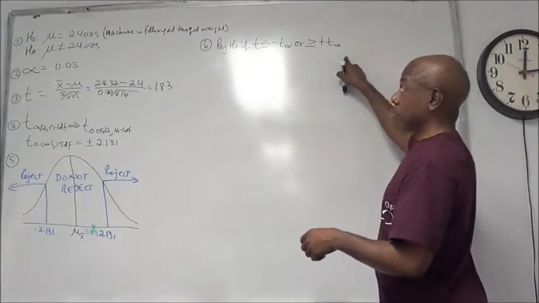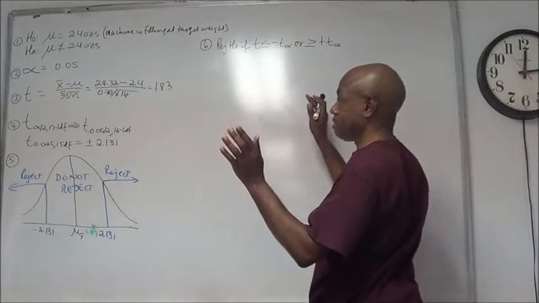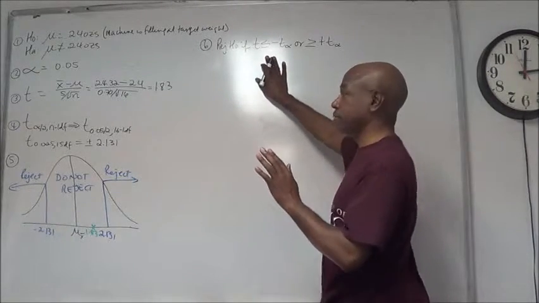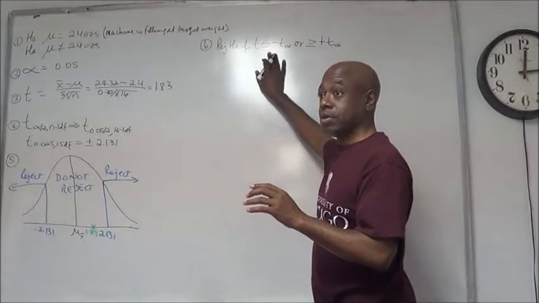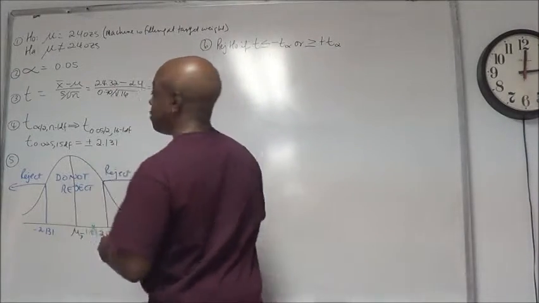So that's the rule. That rule is always going to be with a two-tailed test. Never going to change. You don't have to figure it out. That's the rule. Okay? Step 7, make your decision.